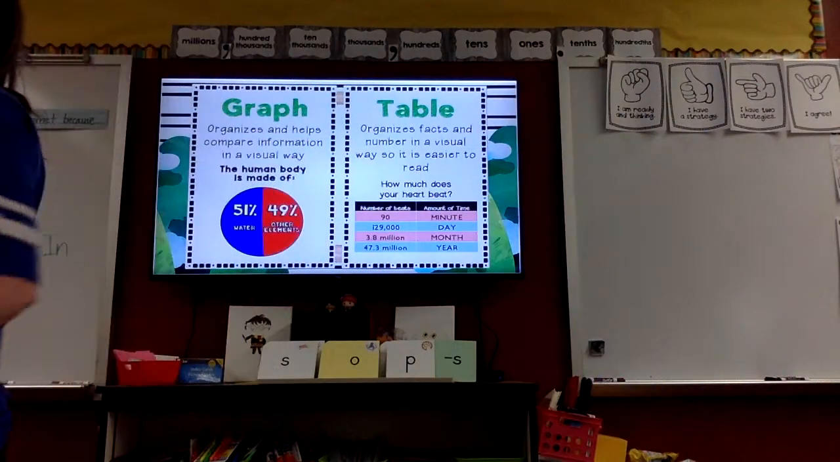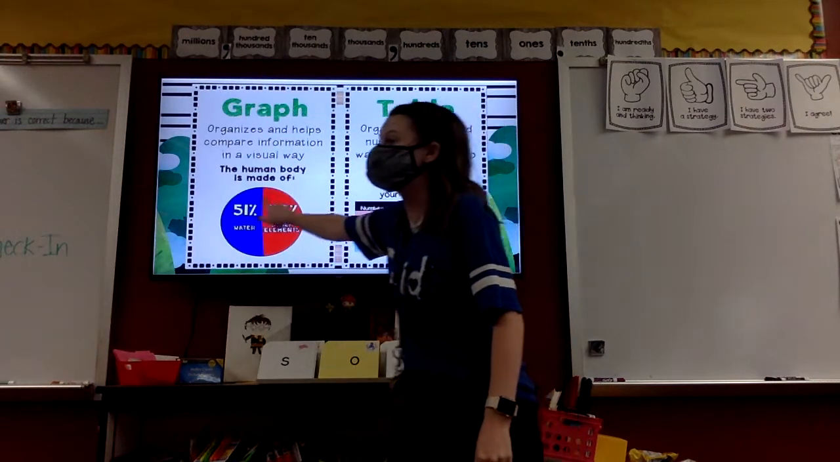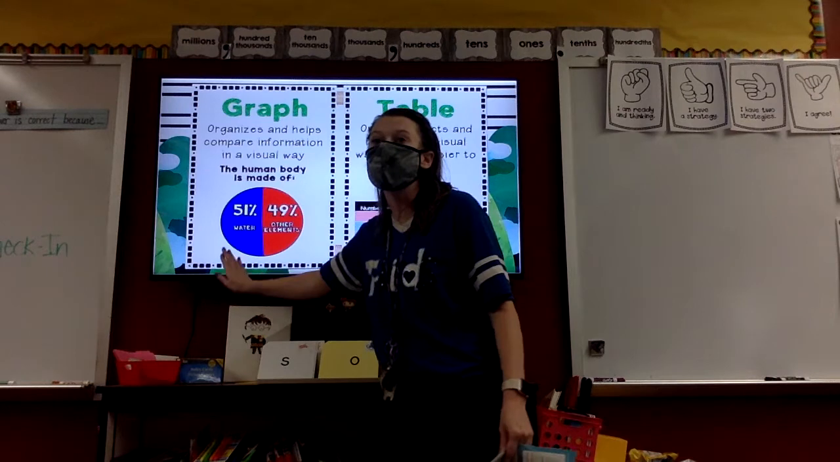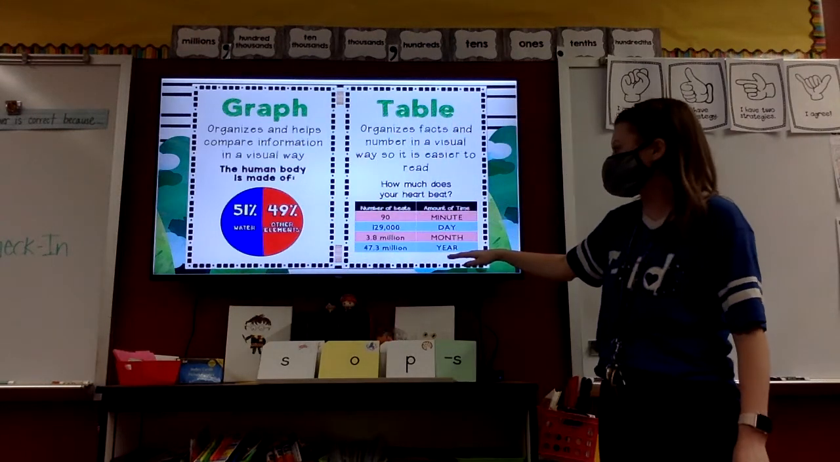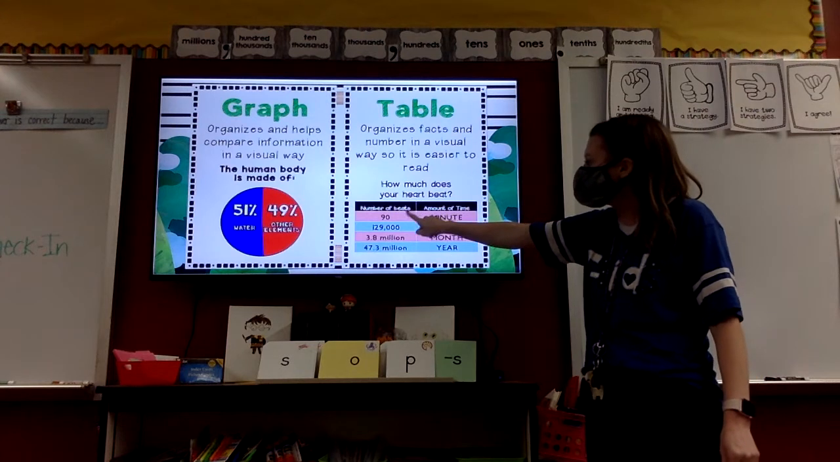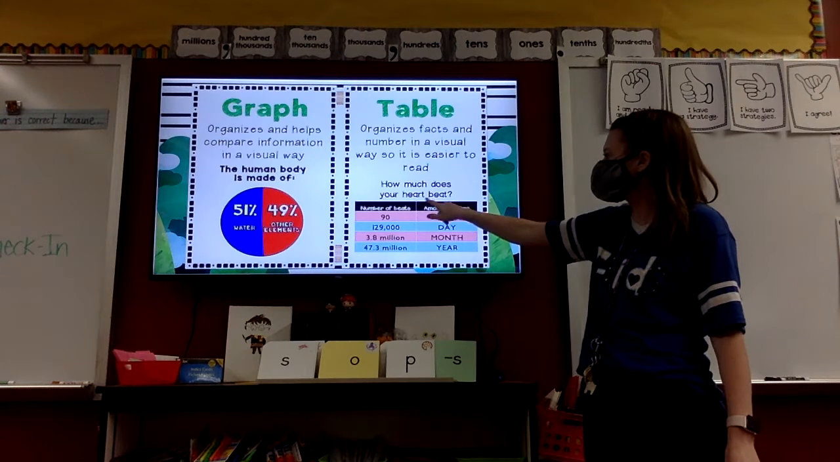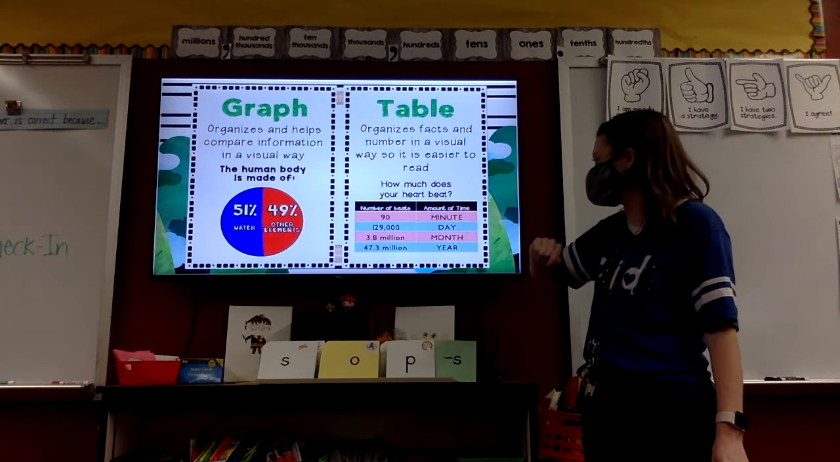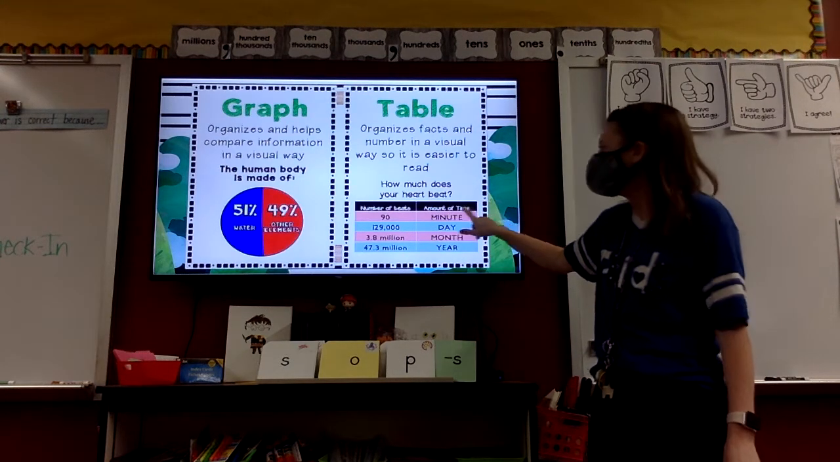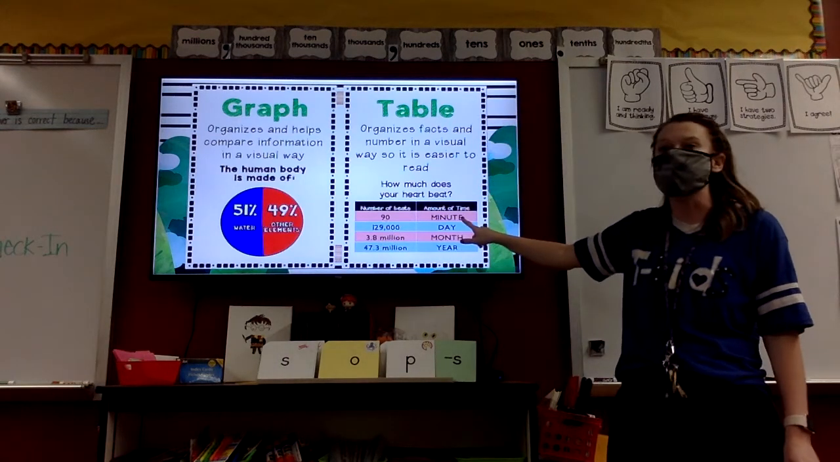Table is very much the same thing. Instead of putting the numbers in something like a circle or in bars, I'm just going to lay it out like this in a really easy to read table. Right here it says number of beats. All of these numbers are numbers of beats. How much does your heart beat? And it says amount of time. So I know my heart beats 90 times in 1 minute.